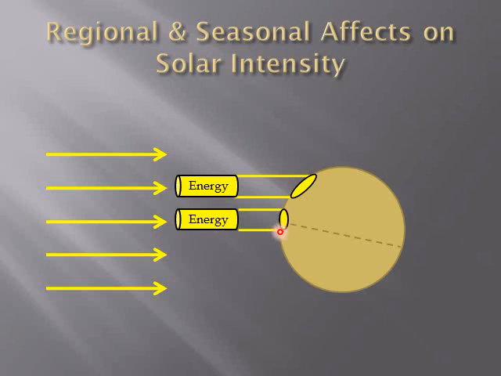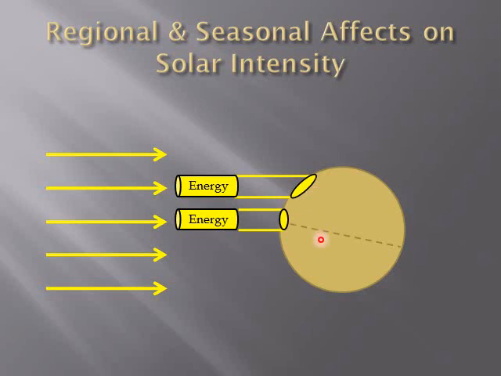So if you have solar voltaic cells and you're up here in Washington, it's not going to be as effective as if you were down in Ecuador. Different areas might be more effective at using solar voltaic cells or solar heating than other areas. So region matters. Also, season matters.